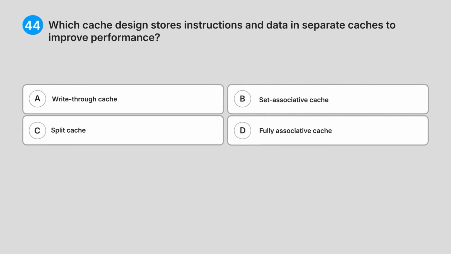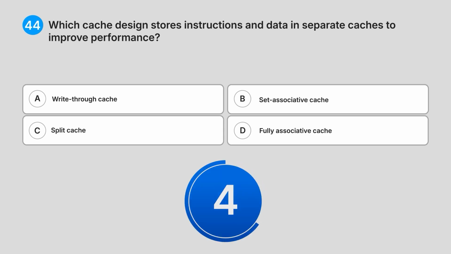44. Which cache design stores instructions and data in separate caches to improve performance? A. Write-through cache. B. Set associative cache. C. Split cache. D. Fully associative cache. Do you know the answer?